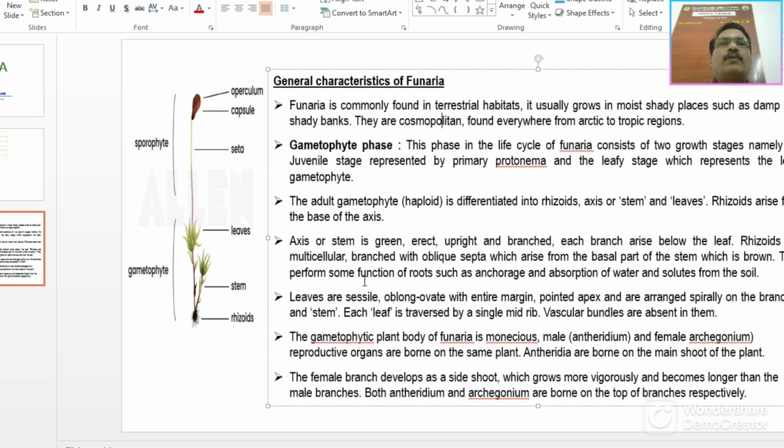They perform some functions of root such as anchorage, and absorption of water and solutes from the soil. See, the rhizoids have root-like functions. The rhizoids here are multicellular, branched, and of course somewhat brown in color, and they perform the functions of root such as anchorage. The plant is anchored uprightly.